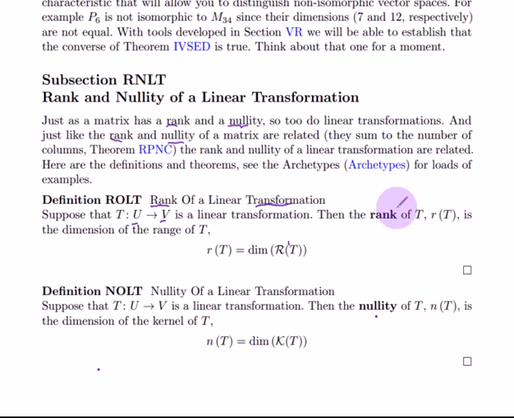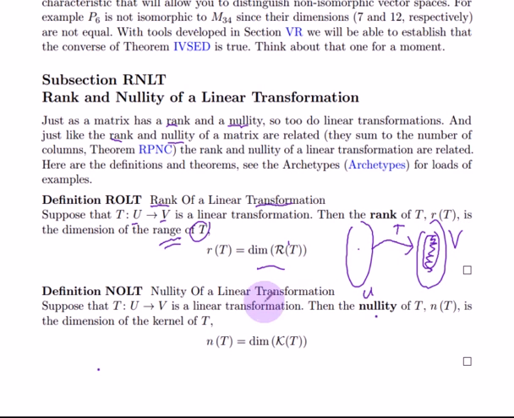Given a linear transformation from the space U to V, then the rank is the dimension of the range of T. Now remember, the range is the part of V that's actually hit by the linear transformation. If we have a linear transformation T here, U may not map to all of V, it may only map to a part of V. So this is the range, and the dimension of this range is the rank. Now we know that the range is a subspace of V, so we know it does have a dimension.